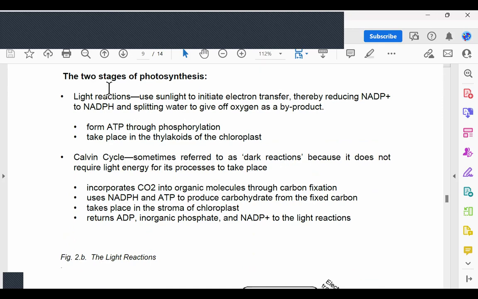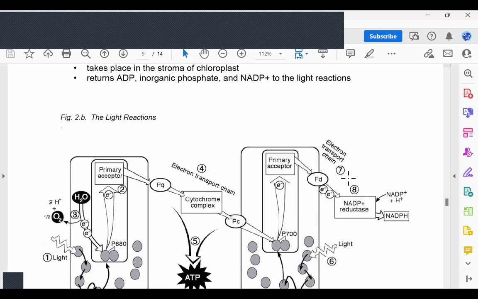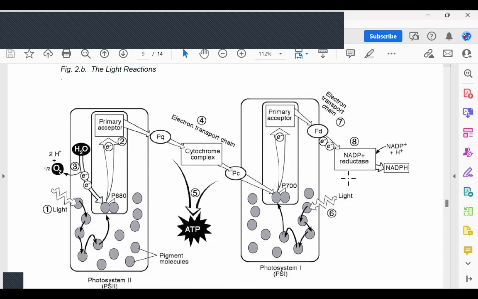Then you have your Calvin cycle, which is basically the opposite of light, also known as dark reaction. And these are the things that would happen in there. It incorporates carbon dioxide into organic molecules through carbon fixation. Now look at the image over here. They follow a certain number, but we are going to use the video. So you would see this cycle.